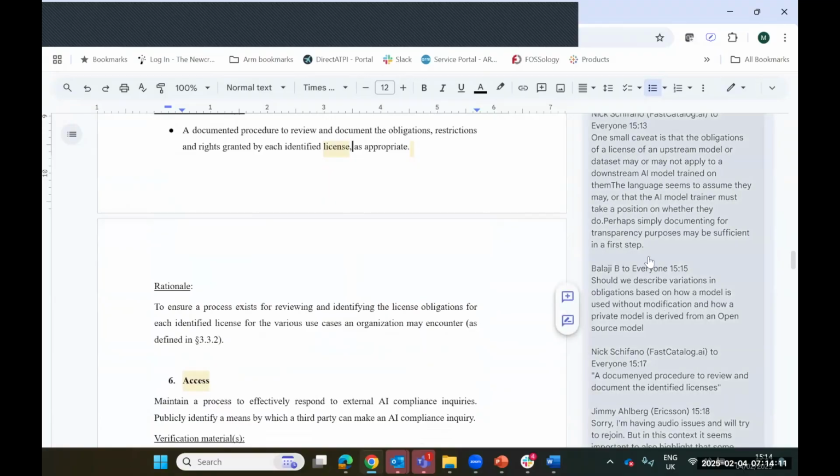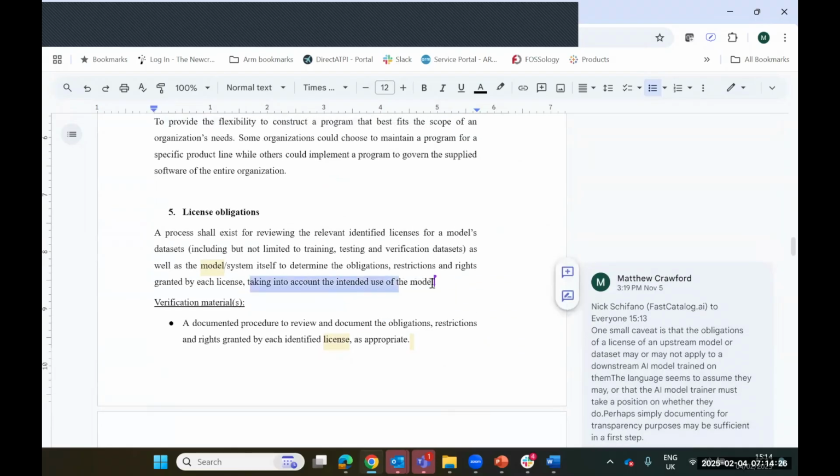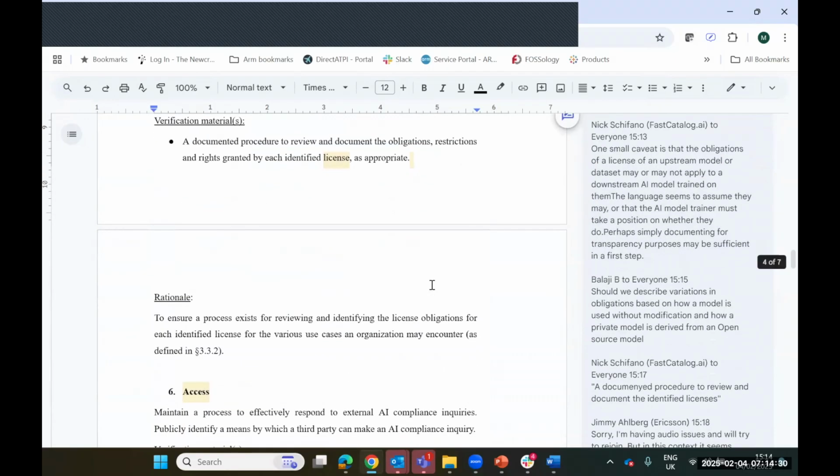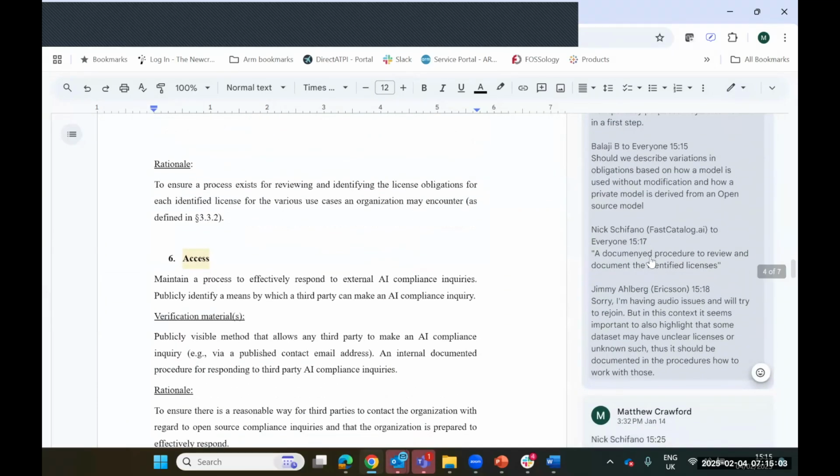Looking down at the comments here, should we describe variations in obligations based on how the model is used without modification, and how a private model is derived from an open source model? Do we think this wording, proposed by, I think, Nick, meets that? From a very high level, which maybe is what we want here, it seems like it does account for that. That comment is valuable in a very specific use case, but the wording seems broad enough to cover it. I think we can resolve those 2 points then.